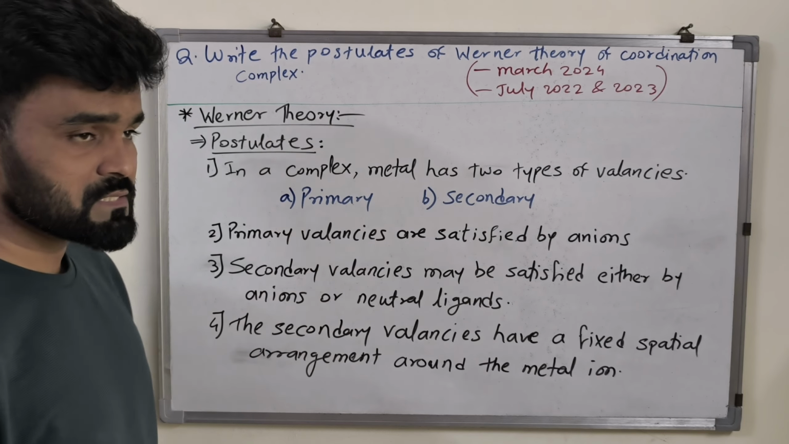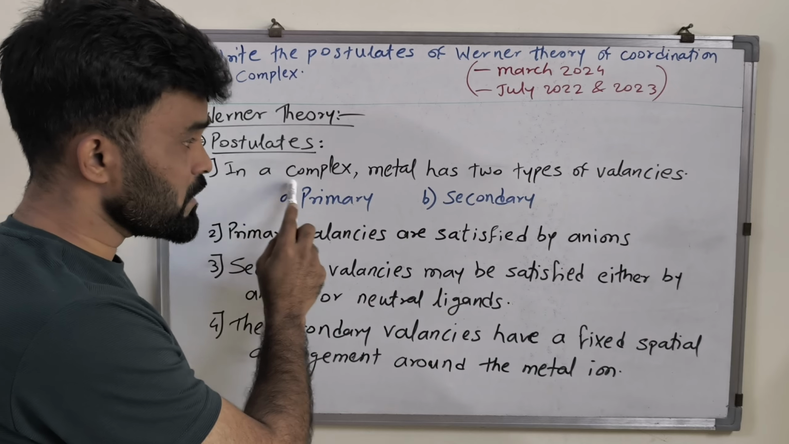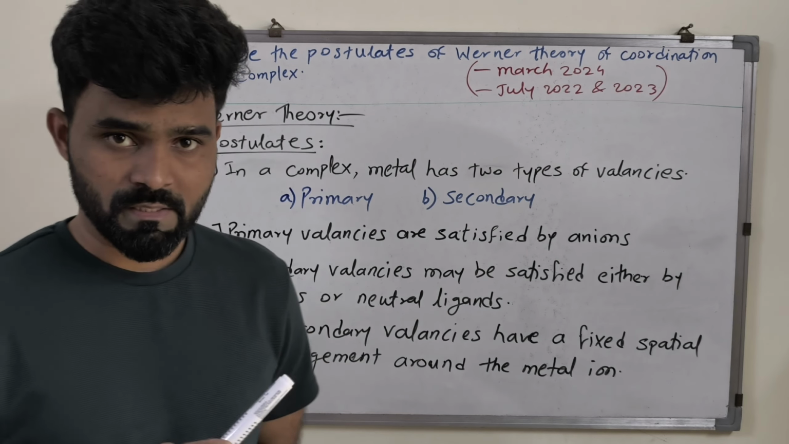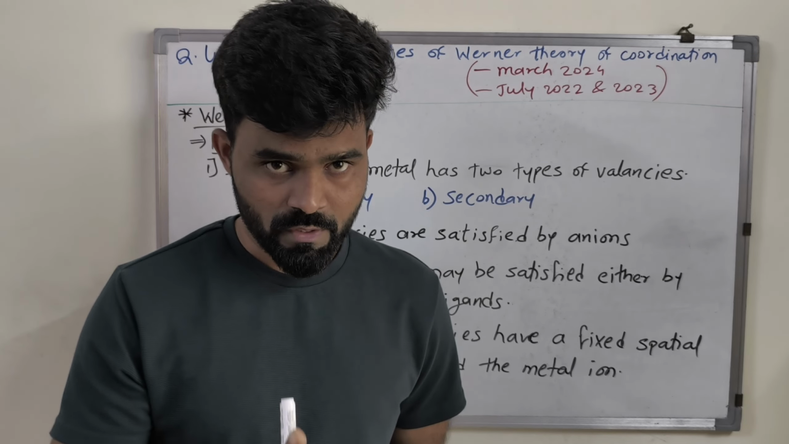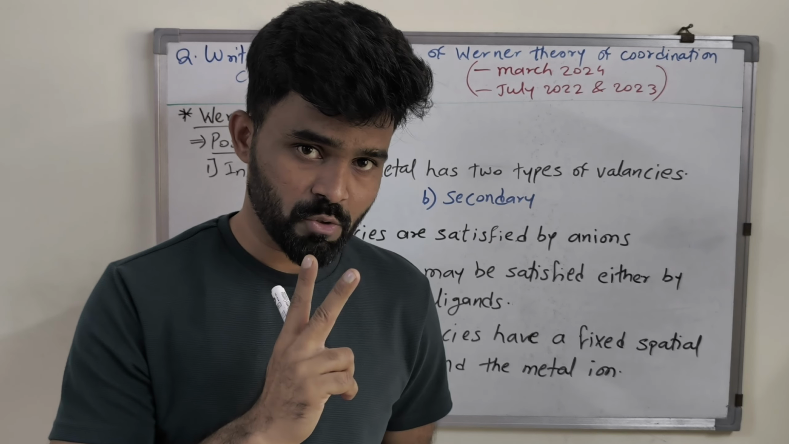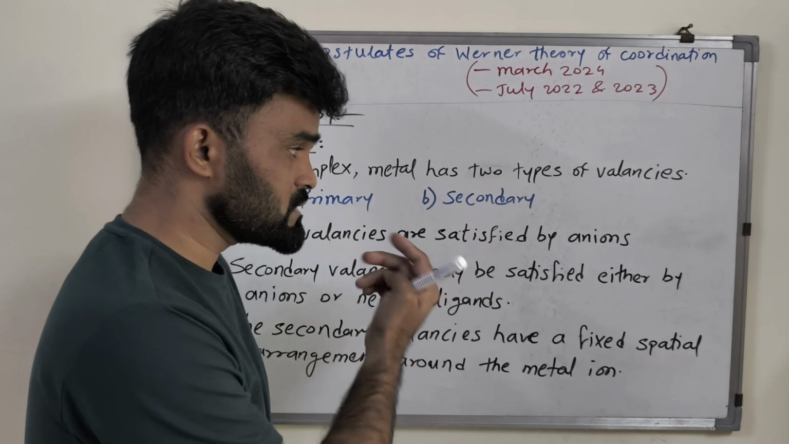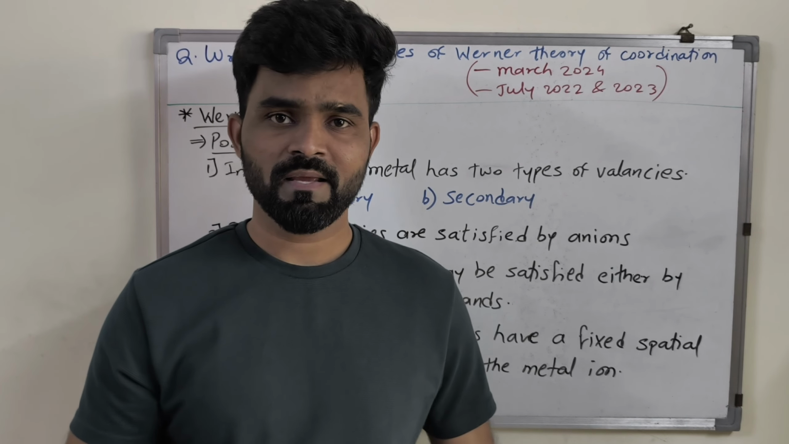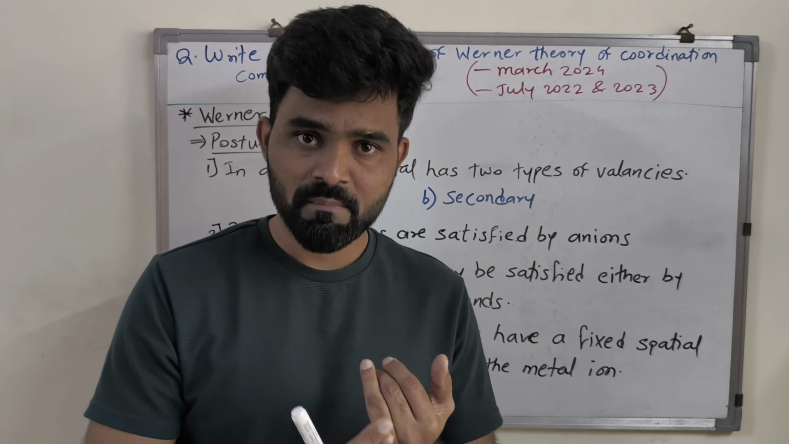So Werner theory says it has total 4 postulates. First postulate says in a coordination complex, metal has 2 types of valencies. Okay, मेटल के 2 वैलेंसी होते हैं. नंबर 1 वैलेंसी इज कॉल्ड एज प्राइमरी वैलेंसी, नंबर 2 वैलेंसी इज कॉल्ड एज सेकेंडरी वैलेंसी. एकदम सिंपल, राइट? डिफिकल्ट है? नहीं? वेरी गुड.